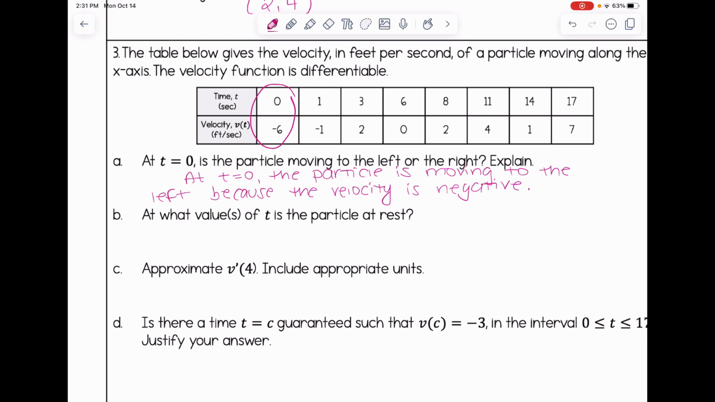B, at what value or values of t is the particle at rest? That's at t equals 6 because we can see that the velocity is 0.